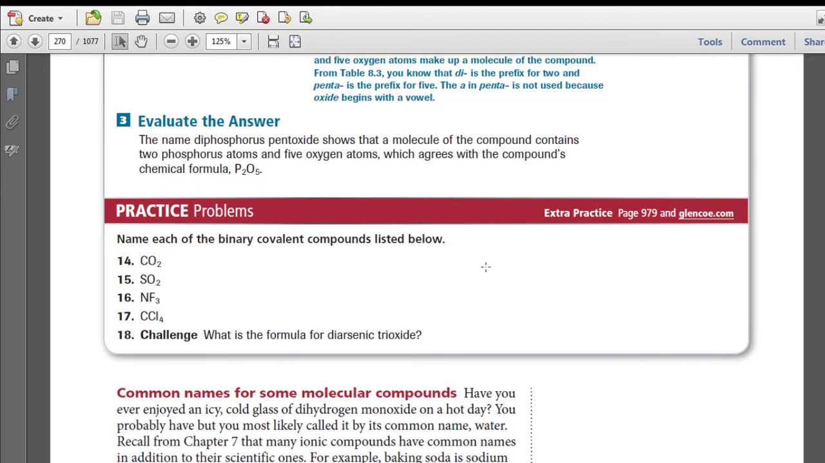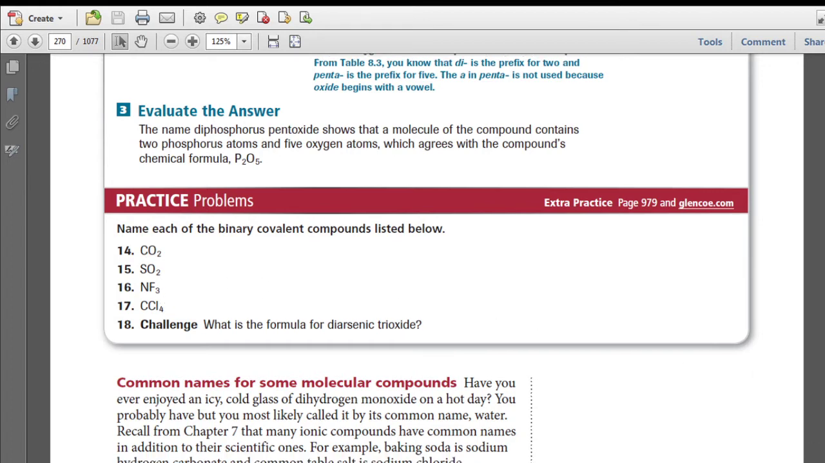All right. If you want to try these examples, pause the video and I'll give you a minute to work on them. All right, this compound is called carbon dioxide. 15 is called sulfur dioxide. 16 is called nitrogen trifluoride, and 17 is carbon tetrachloride.